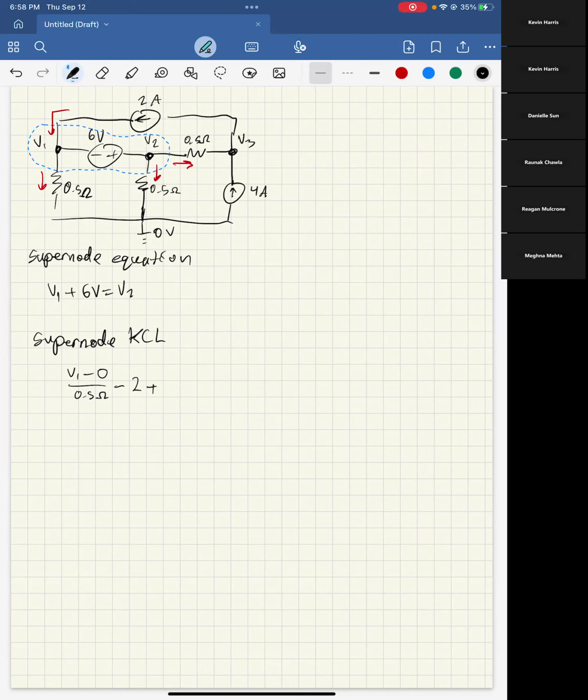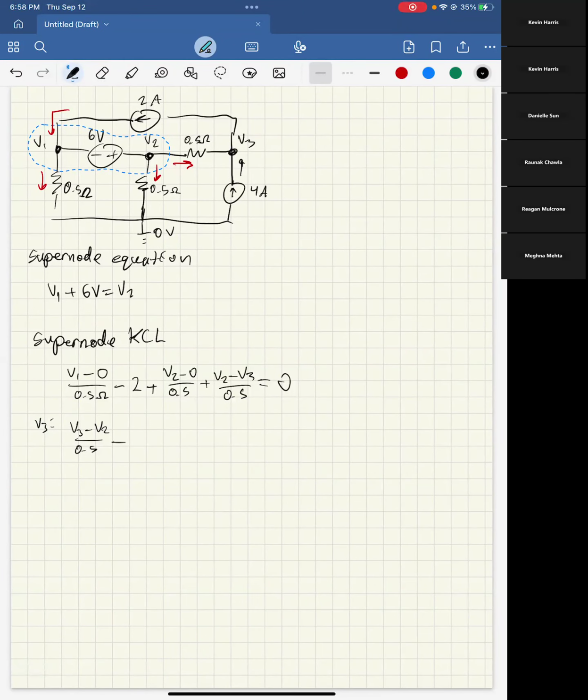And then for the V2 ones, we have V2 minus 0 over 0.5 and V2 minus V3 over 0.5, and that equals 0. Then we only actually have to write one more equation because of that V3. So for V3, we have V3 minus V2 over 0.5, and then minus because it's going in here.